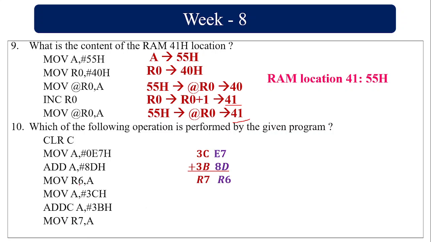So what operation is performed now? So 16-bit addition is performed here. So here it is 16-bit addition. So E7 will be added with your 86. The result is moved into your R6.